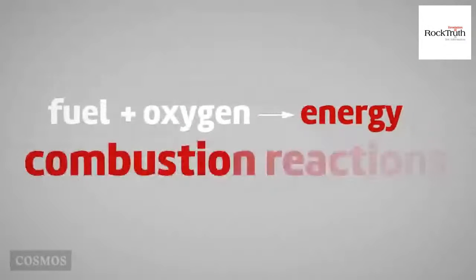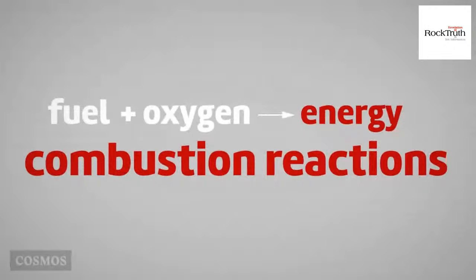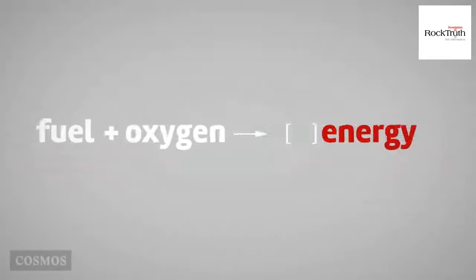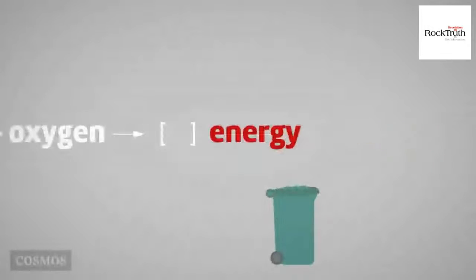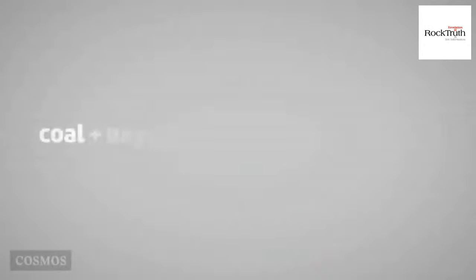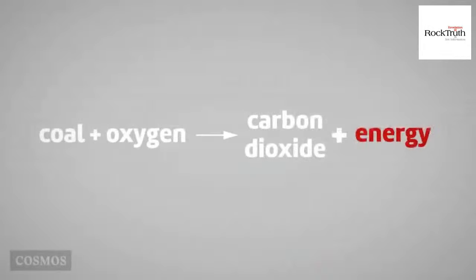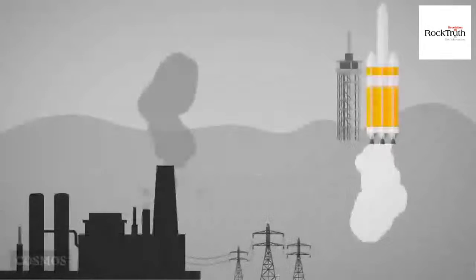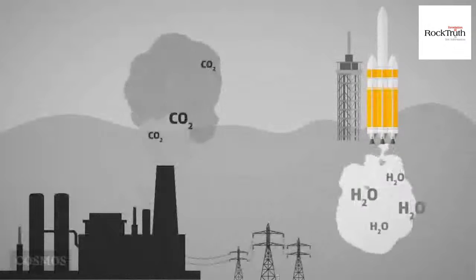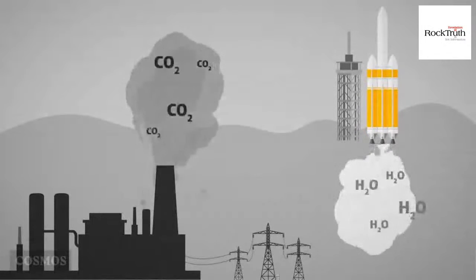Reactions of this type are called combustion reactions. Energy isn't the only product of combustion reactions, but usually the other products are treated as waste. For example, when we burn coal, it produces carbon dioxide as well as energy. And when we burn hydrogen, we get water as well as energy. In both of these cases, the chemical products are gases that we leave to drift off into the atmosphere.